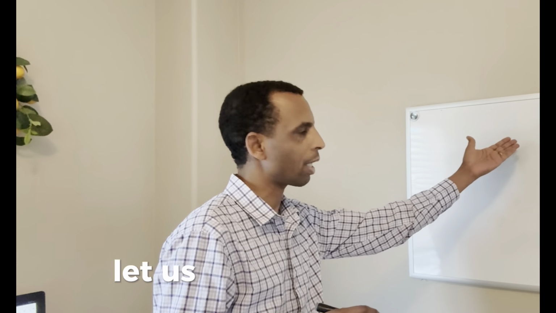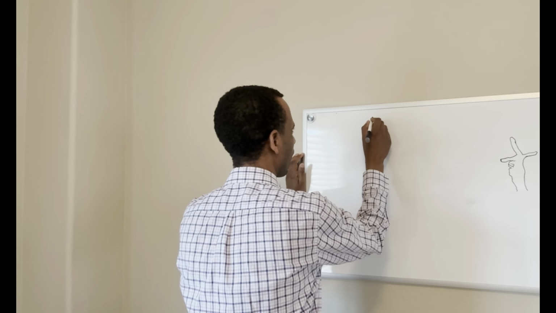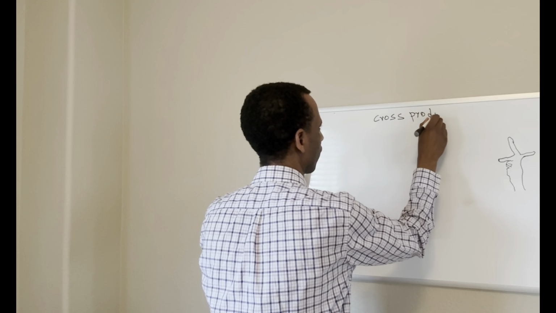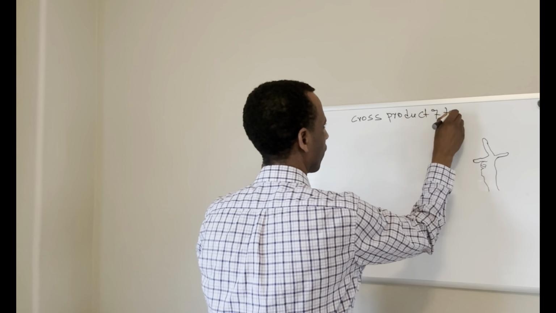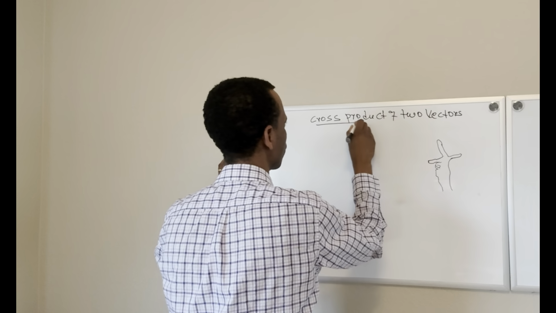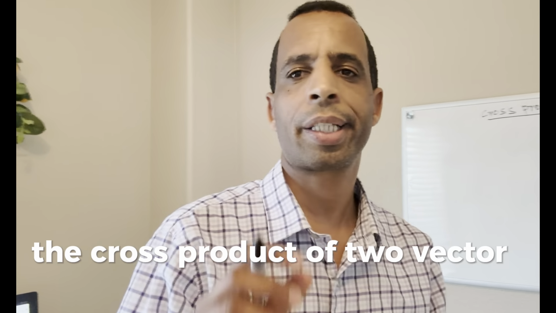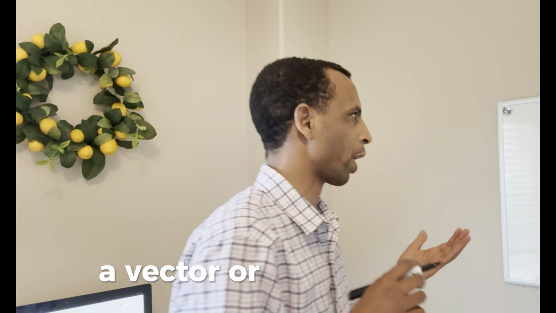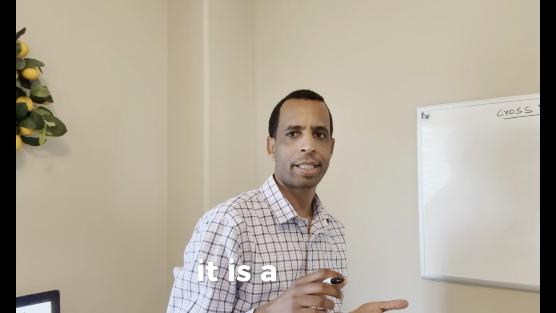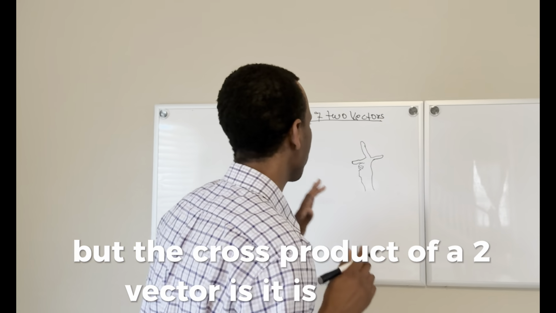Today let us start with the cross product of two vectors. The cross product of two vectors is a vector, a third vector. Remember, the dot product of two vectors is a scalar, but the cross product of two vectors is a vector.